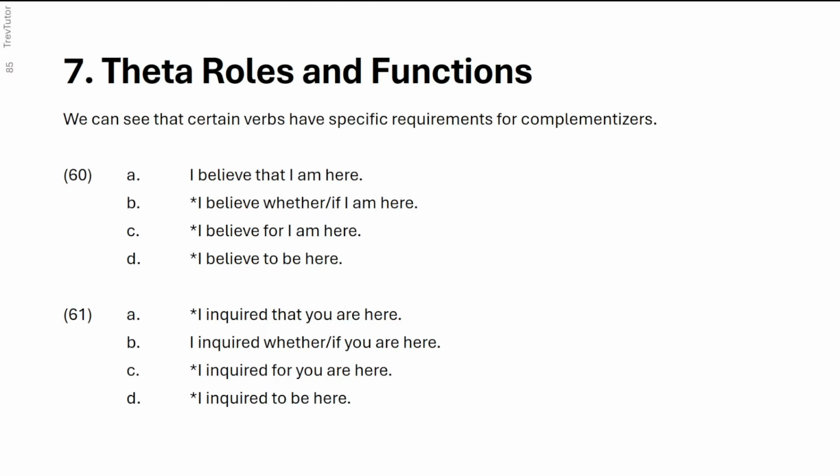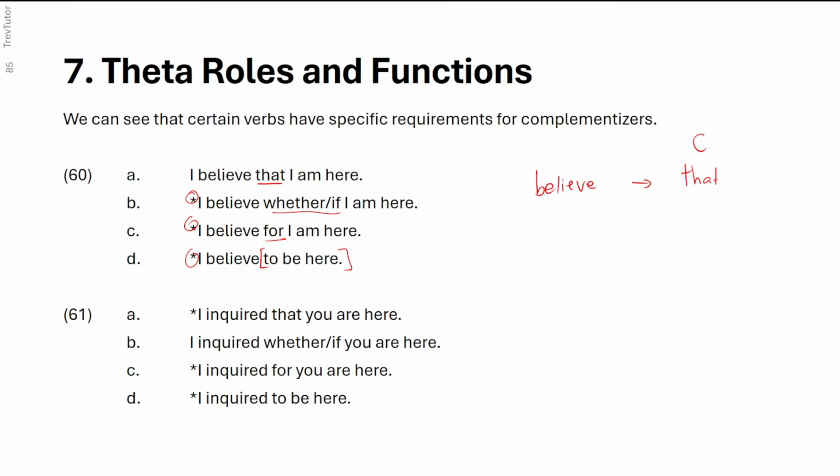Now that we know what verbs are selecting as far as thematic goes for DPs and PPs, we should also consider what types of complements verbs want. Because verbs can select complementizer phrases as complements, but in the case of the word believe, we can only say believe that something. As soon as we say believe whether or if, or believe for, or believe with an infinitive phrase like to be here, the sentence comes out as ungrammatical. So believe has a very specific requirement for what the complementizer can be, which is the word that.